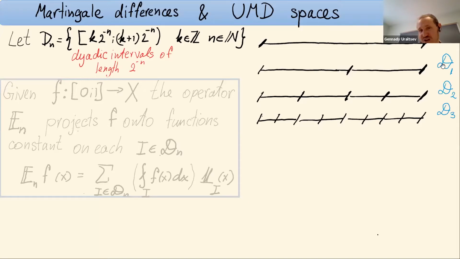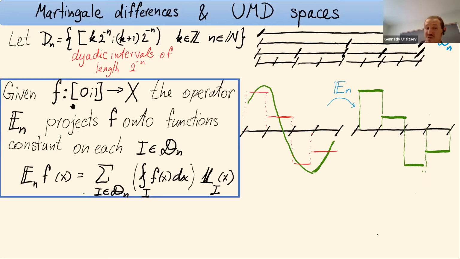At each level n, we can consider the sigma algebra generated by these sets, which is quite trivial because the sets are finite; it's just finite unions of the basic sets. We can define the conditional expectation, E_n, that projects any measurable, say locally integrable, function from [0,1] into a Banach space. You can also think of it as complex valued, but also Banach space valued, into functions that are constant on each interval of D_n.